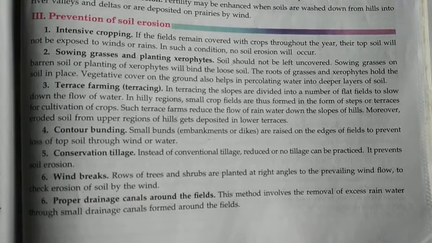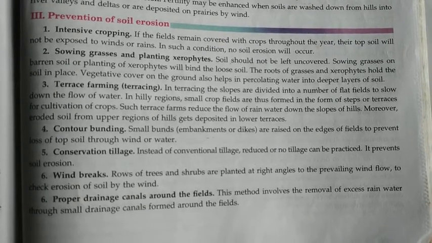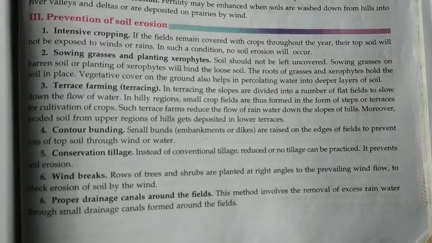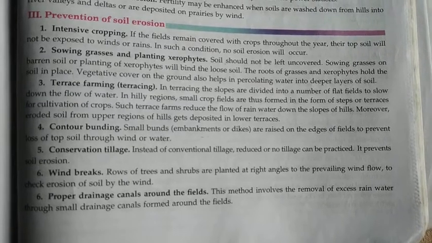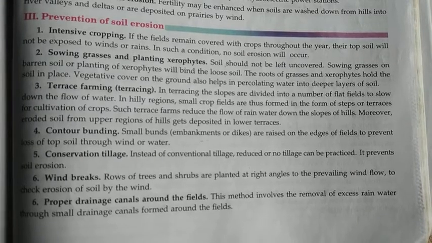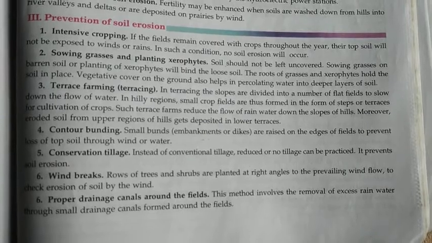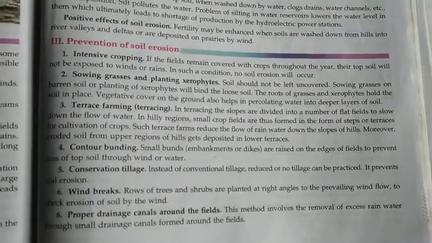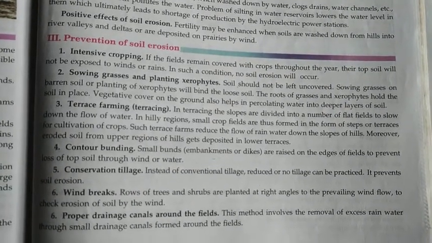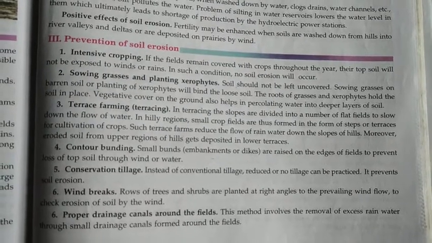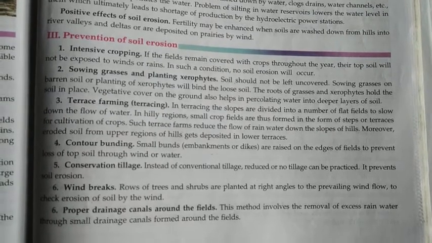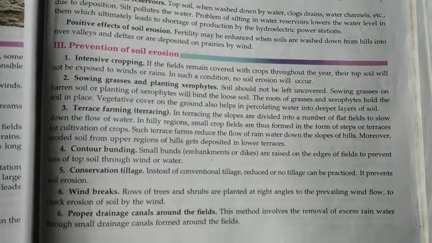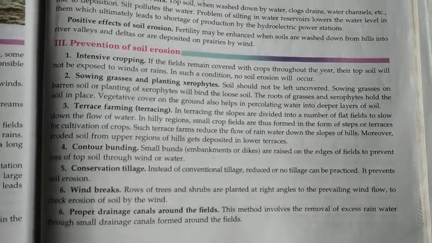Next one is contour bunding. Small bunds, that is embankments or dikes, are raised on the edges of the field to prevent loss of topsoil through wind or water. As we create the edges or boundaries for our lands, everyone has to make bunds to control the flow of fertile soil from one place to another. It will also help in the flow of extra water and the movement of water, and it helps to percolate the maximum water in the fields.